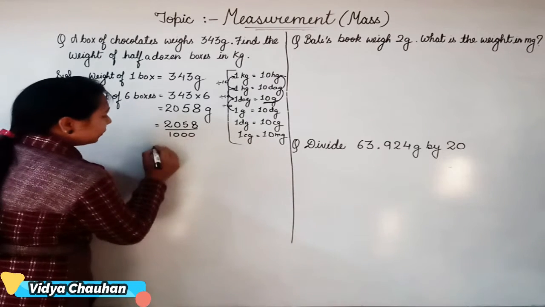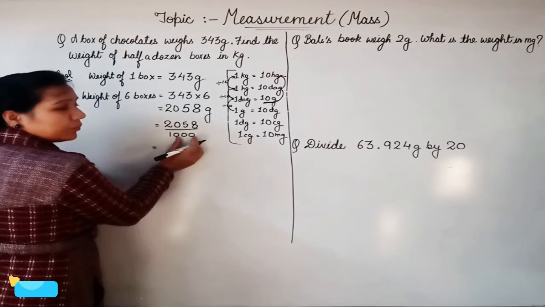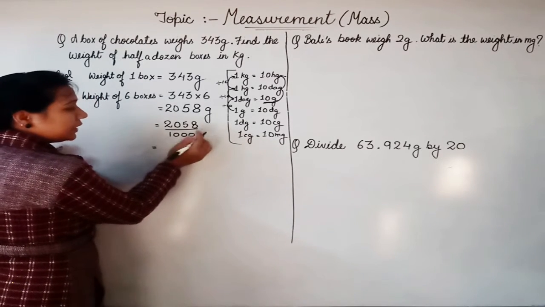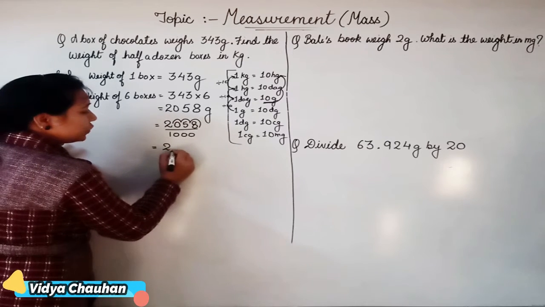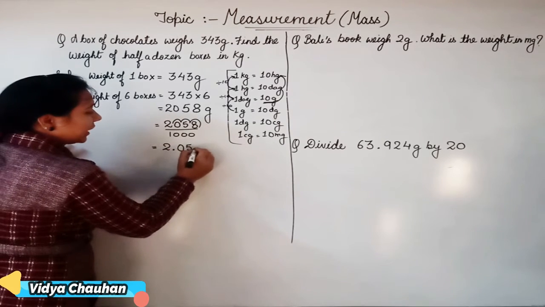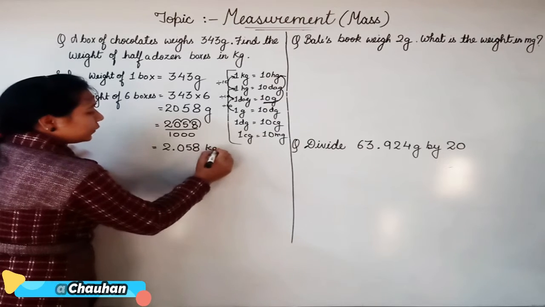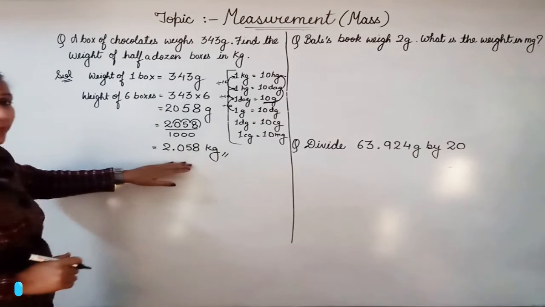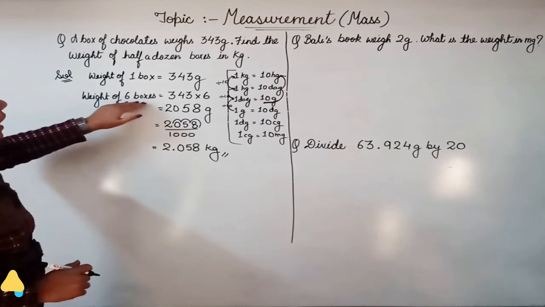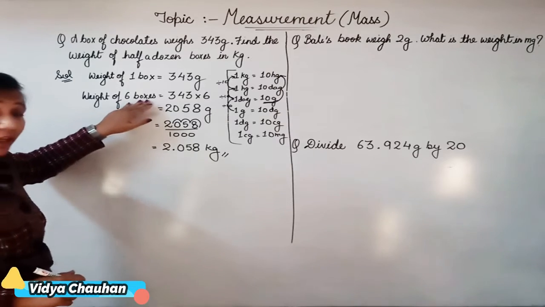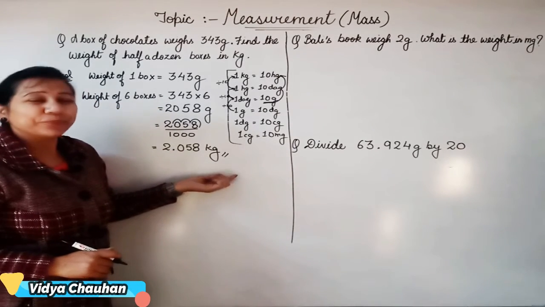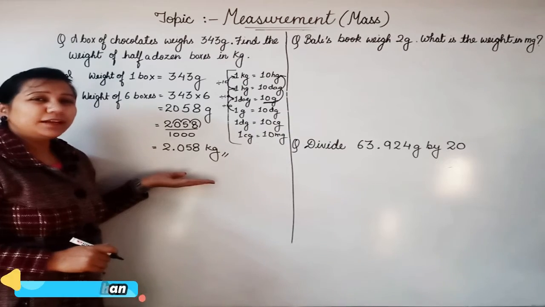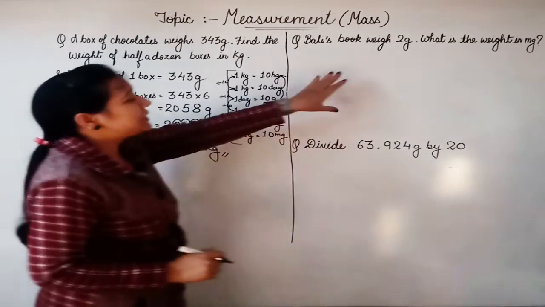So now as we do the division, here in the denominator there are 3 zeros, that means the decimal will take 3 jumps. So it will become 2.058 kilogram. So that means the weight of half a dozen boxes in kilogram is 2.058 kilograms. I hope this solution is clear to all of you. Let's move to the second question.